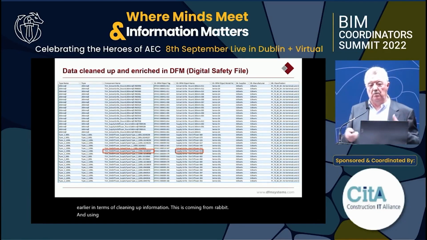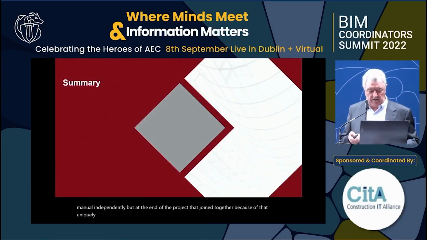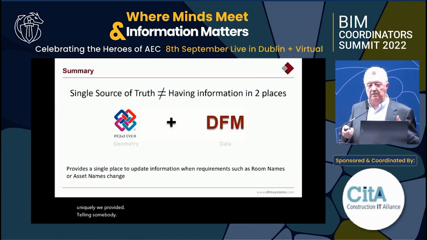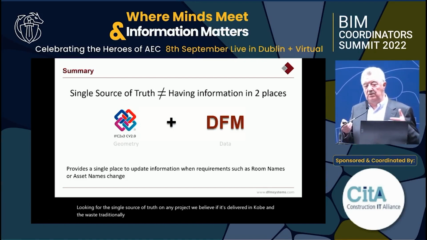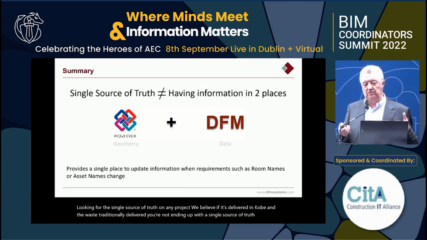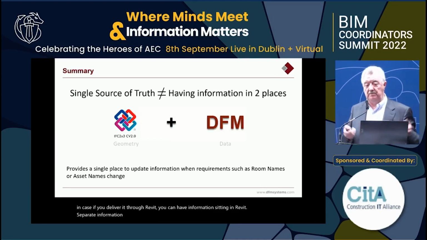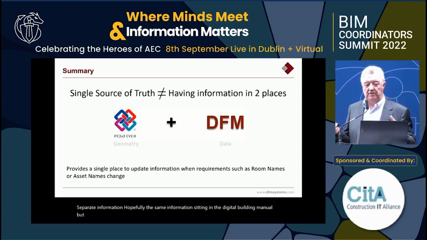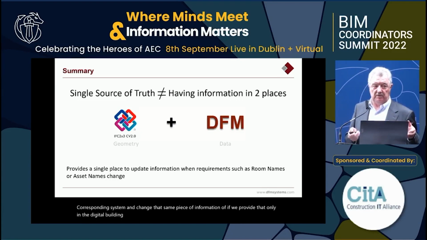And using that linking system, we're able to build both the Revit file and the digital building manual independently. But at the end of the project, they'll join together because of that unique link we've provided. So in summary, we're looking for the single source of truth on any project. We believe if it's delivered the way it's traditionally delivered, you're not ending up with a single source of truth, because in all cases, if you deliver it through Revit, you're going to have information sitting in Revit, and separate information, hopefully the same information, sitting in the digital building manual. But if you change one piece of information in either system, you've then got to go to the corresponding system and change that same piece of information. If we provide it only in the digital building manual and provide a link between the two, then you've got that single source of truth, with information contained in only one place.